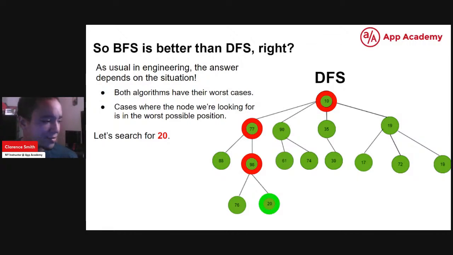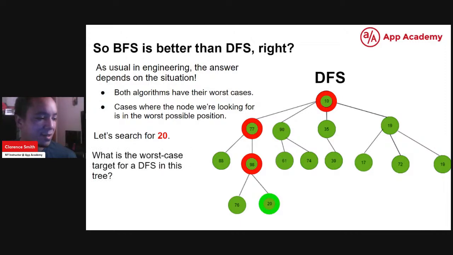And so my question for you guys, I love turning questions back to the audience. It is what we are trained to do as teachers. What is the worst case target for a DFS in this tree? Drop that in chat if you have an idea. Drop that in chat if you're guessing. Doesn't matter. What do you think?